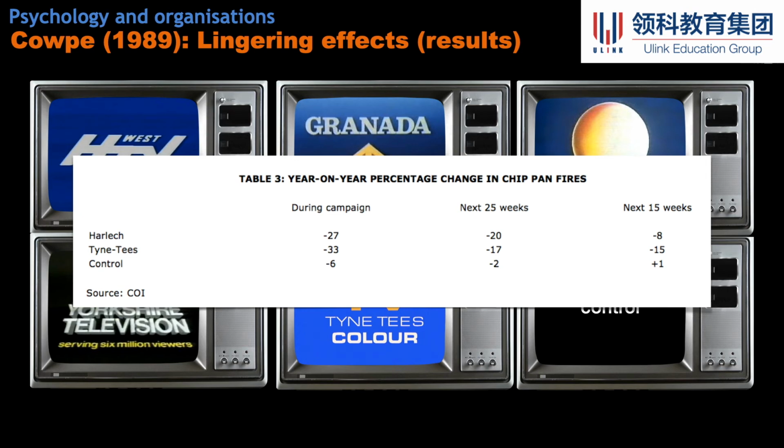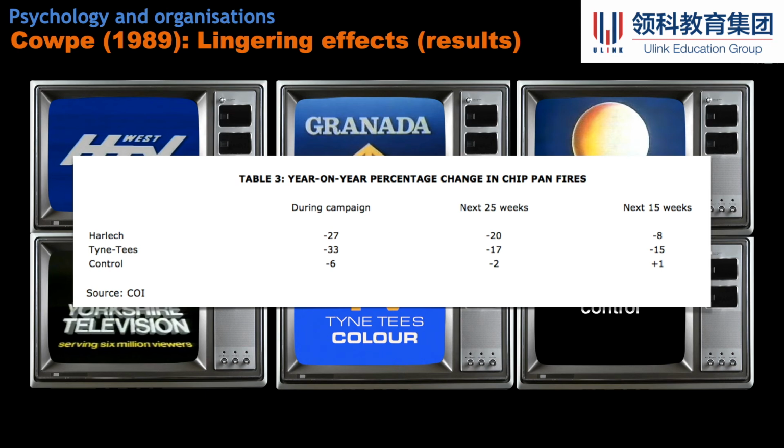And these are some of the service providers in the UK. Companies like Harlech, Tyne Tees, and a control group, which I think means that you either didn't have a television or, more likely, you were in a region that had a different service provider that didn't run the ad campaigns. Now, these ad campaigns ran for many, many years, and they even had a lingering effect in certain areas.